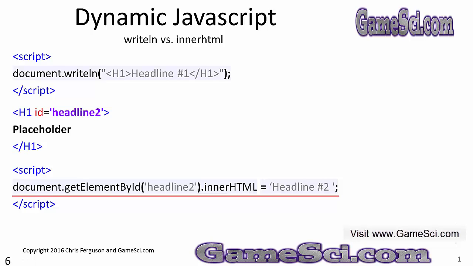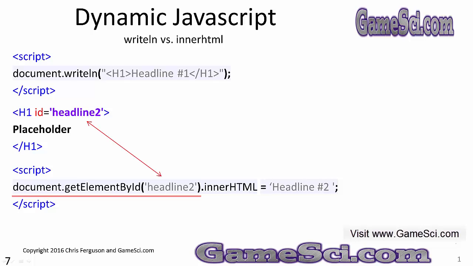Now this is the line of code that will dynamically change that headline2. The entire thing says go to the document object, run the getElementById method, and acquire or get the headline2 element. Once you have the headline2 element, I want to change its HTML to headline number 2. Let's break down this command and see what we're doing here.